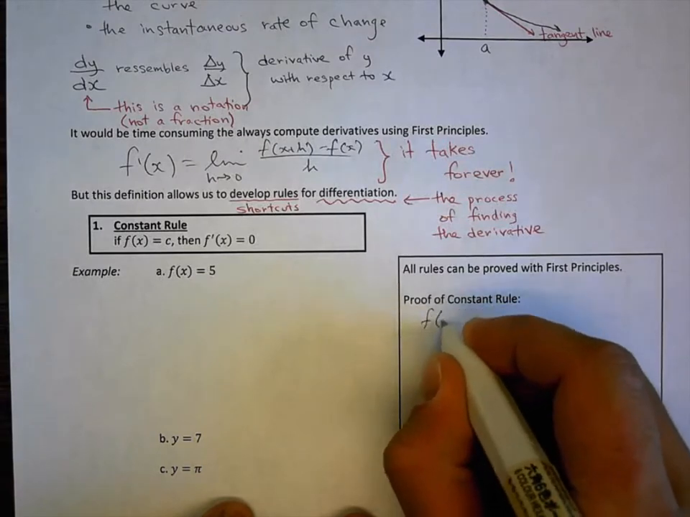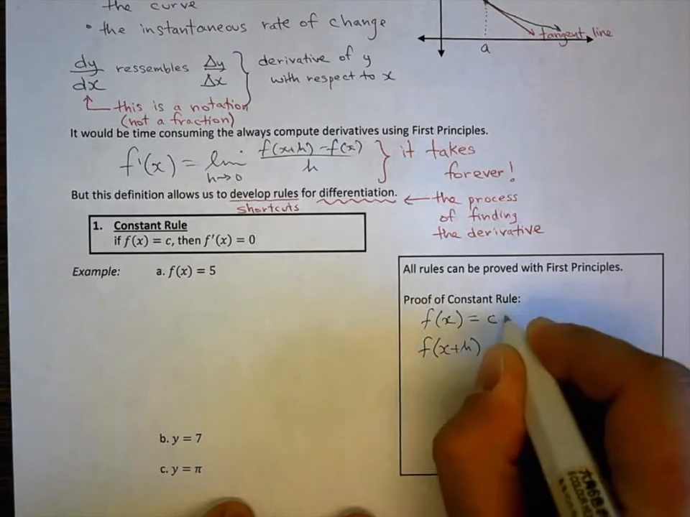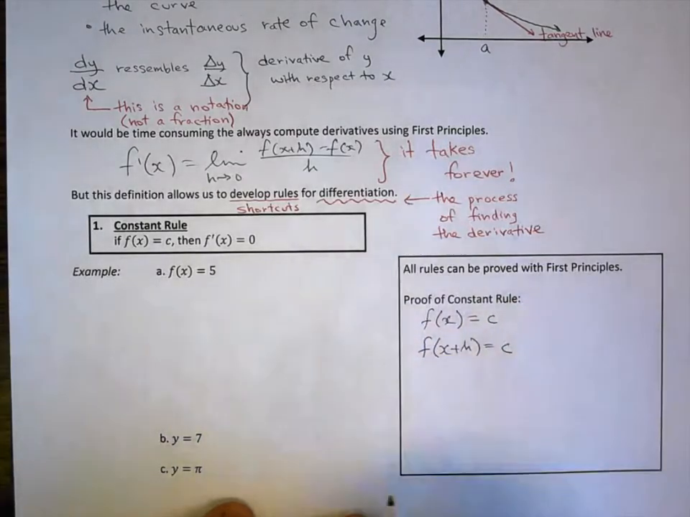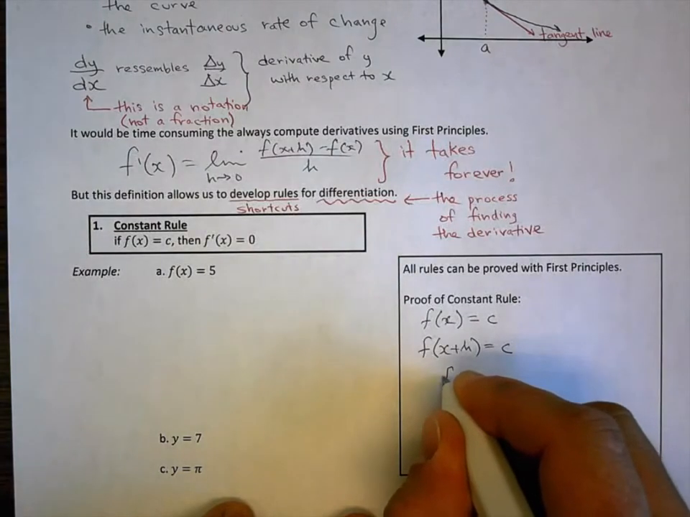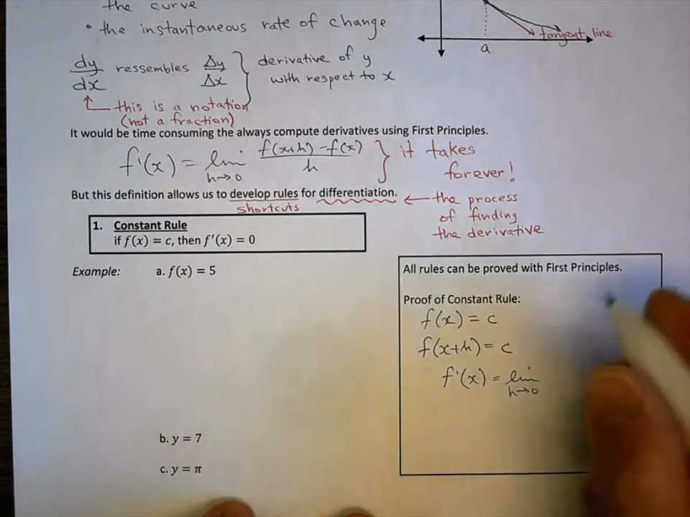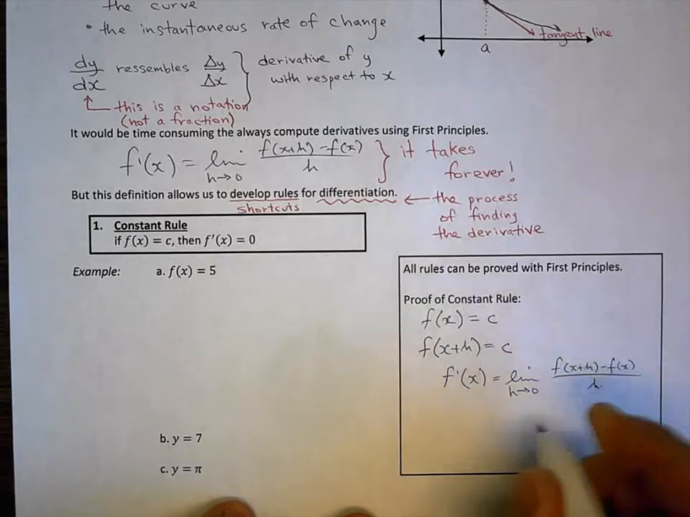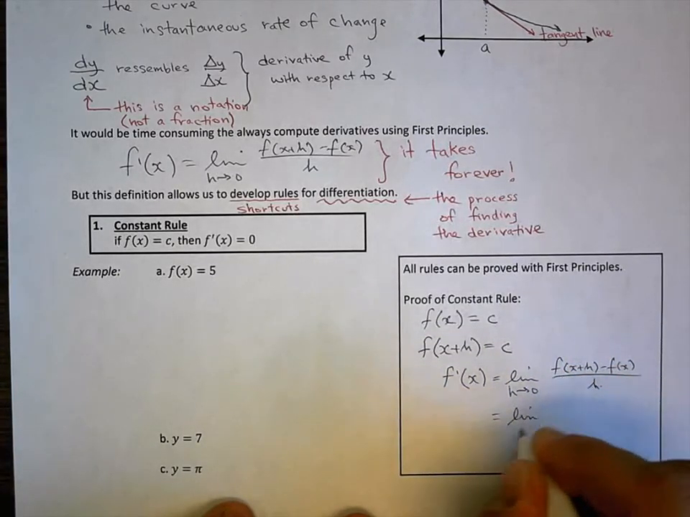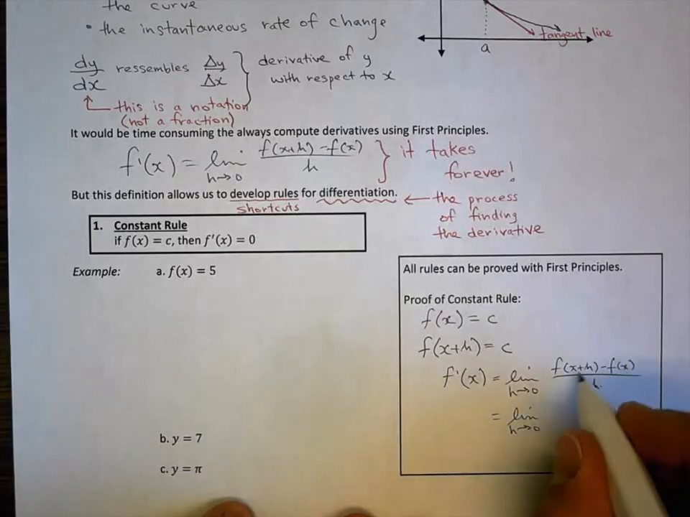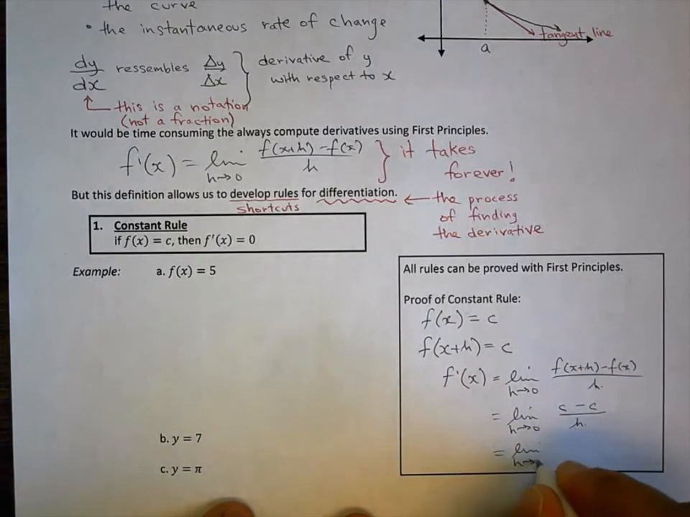So remember first principles, we have to declare f at x, which in this case is c, a constant, and f at x plus h. So if I add h to all the x's, this is still a constant. So now, first principles, I use my derivative formula. So it's the limit as h approaches 0 of f at x plus h minus f at x over h. I sub in my values. I get the limit as h approaches 0, okay, so I'm going to sub in c minus c over h. So I end up with the limit as h approaches 0 of 0, which is just 0.